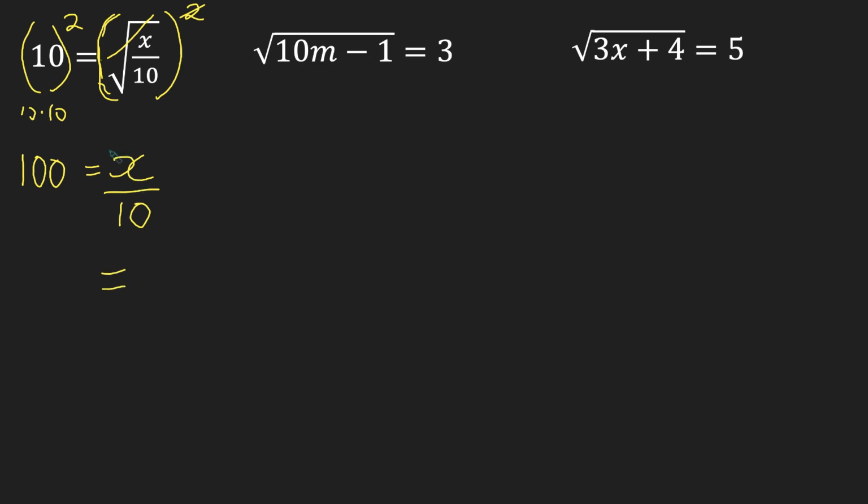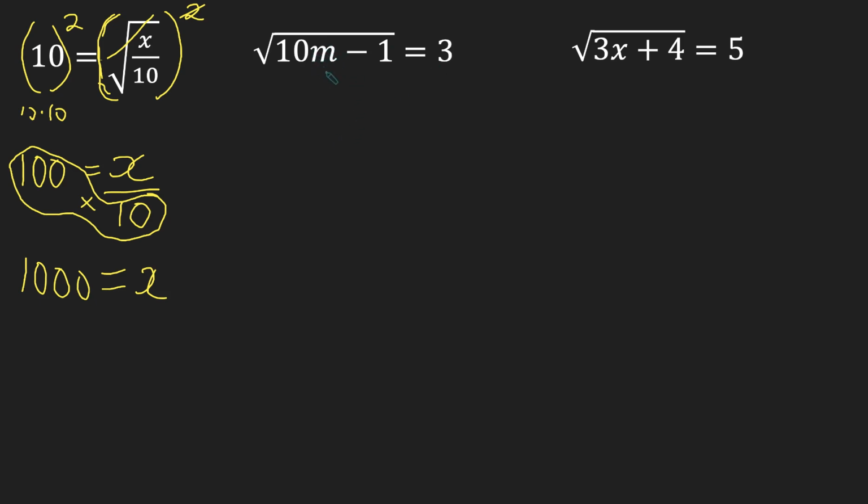So remember, this was the multiplication principle. So x equals, and to get my answer, I just multiply diagonally. 100 times 10 is 1,000. So x is 1,000. Here I have the square root of 10m minus 1 equals 3.